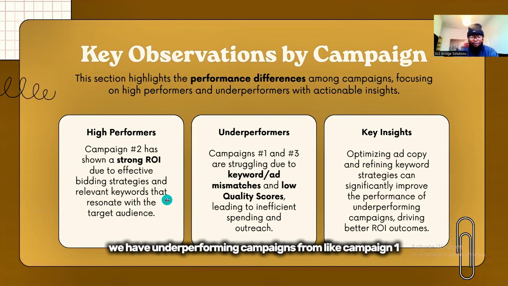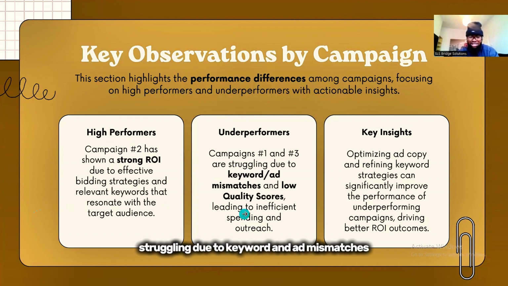And also we have underperforming campaigns, like campaign 1 and campaign 3 and the others below it. They are struggling due to keyword and ad mismatches and low quality scores that lead to inefficient spending and outreach. The key insight from this is that optimizing ad copy and refining keyword strategy can significantly improve the performance of underperforming campaigns to drive better return on investment for the business.